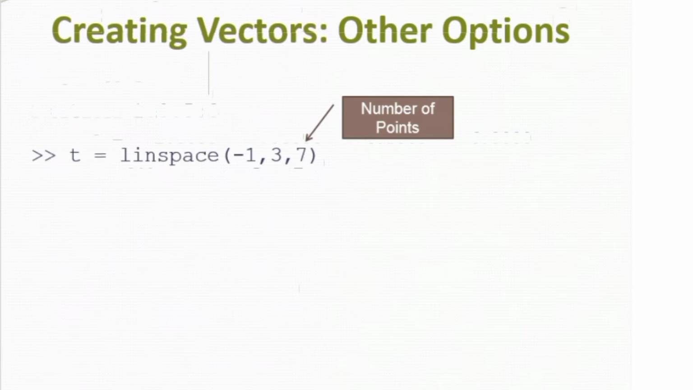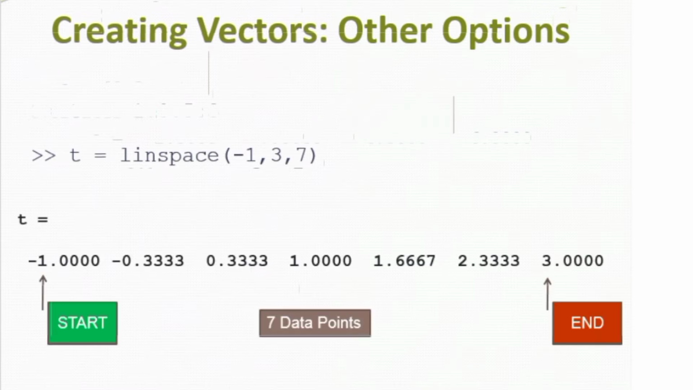The third argument is how many points you want to have in your vector t. So in this case, I should start at -1, I should end at 3, and I should have a total of 7 data points. And that's what I produce. Matlab will go ahead and calculate what the increment is that's necessary to give me equally spaced values that start at my starter value of -1 and end at my ending value of 3, and provide exactly the number of data points that I asked for.